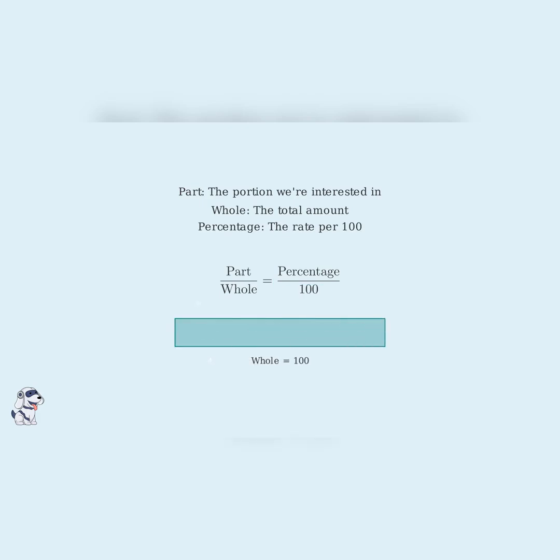Here's a visual example. If we have a total of 100 items, and 40 of them are what we're interested in, then 40 is our part, 100 is our whole, and 40% is our percentage. Now, the power of this formula lies in its flexibility. We can rearrange it to solve for any of the 3 components, depending on what information we have and what we need to find. First, if you know the percentage and the whole, you can find the part by multiplying the percentage times the whole, then dividing by 100.